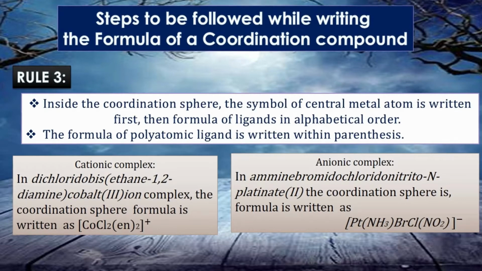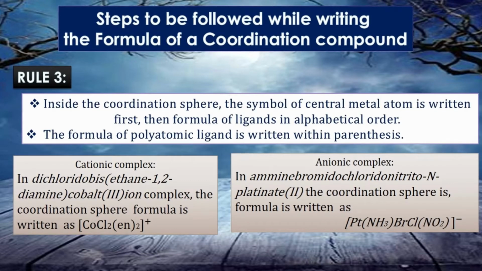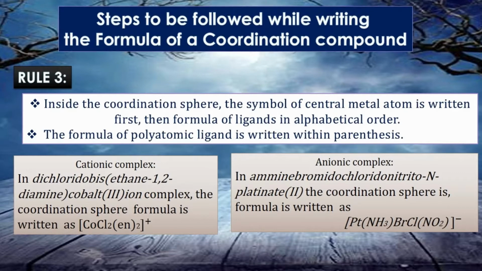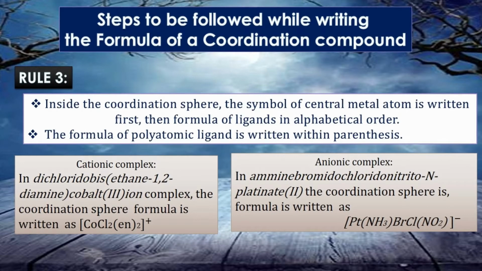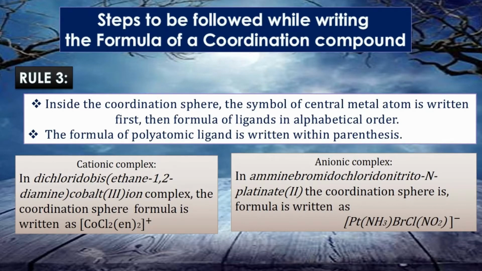So if you take the chlorido ligands and ethane 1,2 diamine, chlorido ligands comes first in the alphabetical order. So its formula will be written first. We have two chlorido ligands. So formula will be written as Cl2.